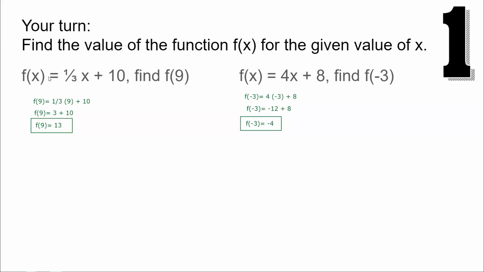And here's your two answers. So for the first problem, when we substitute in 9, we get f of 9 equals 13. And then for our second function, I should say, when we substitute in negative 3, we get f of negative 3 equals negative 4.